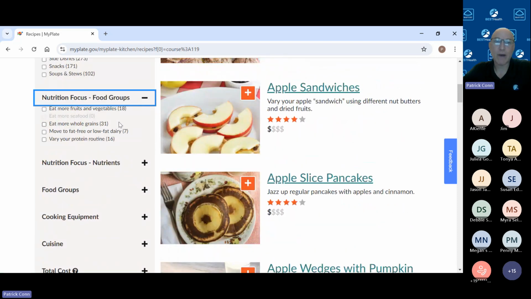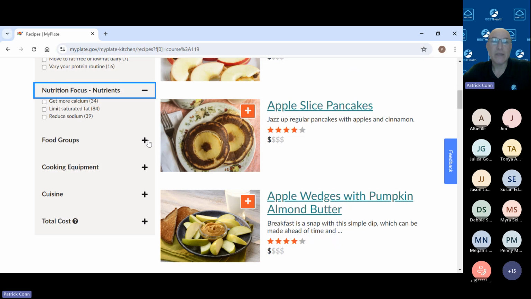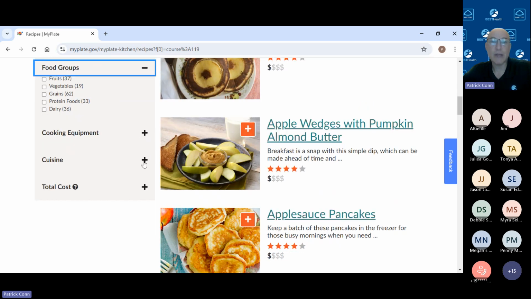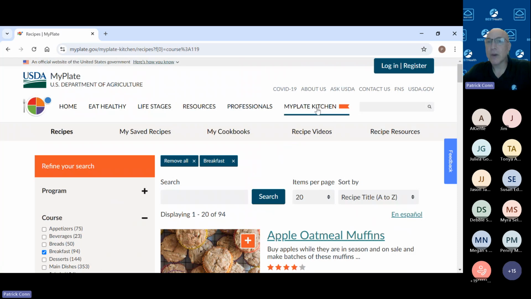Also, another good thing, you can focus on the food group. So today we're going to talk about fruits and vegetables. You can click on eat more fruits and vegetables, and it can give you information about that. Also, you can go to specific nutrients. So if you want to reduce your sodium in your diet, there you go. Then it will break down specifically if you want to look at food groups. It talks about cooking equipment, and it also talks about cuisine, different ethnic groups, etc. So it's called the My Plate Kitchen tab. Great source of information for everyone. So hopefully you'll have a chance to peruse that when you get an opportunity.